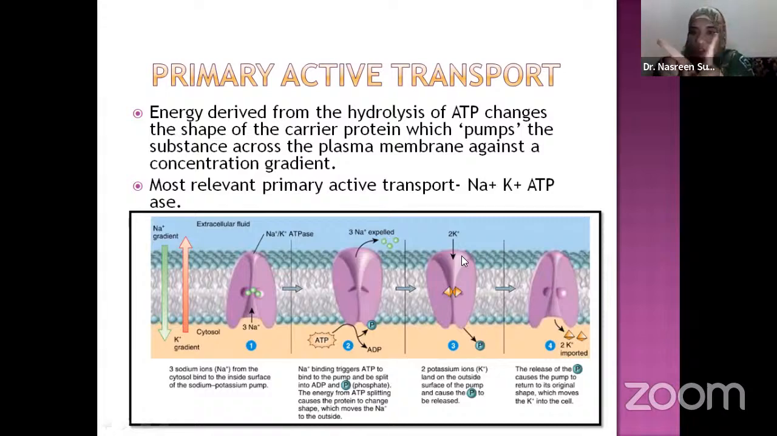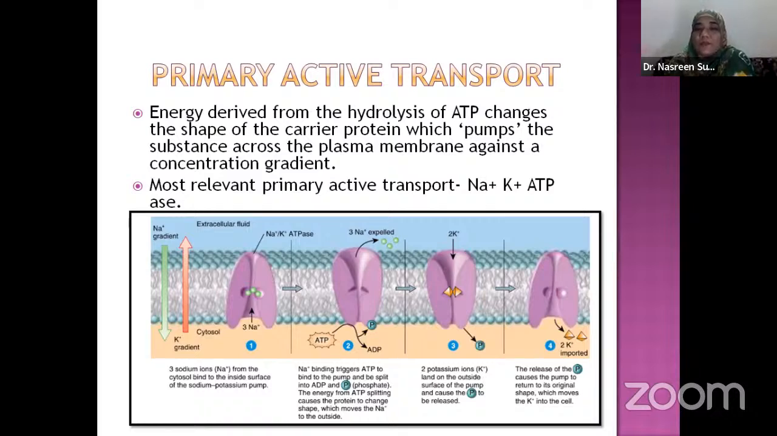Now this structure, whichever it is like this, is going to attract potassium ions, 2 potassium ions. So these two will come and bind. Immediately when they come and bind, again it changes its shape to like this. So immediately the 2 potassium will be sent inside.